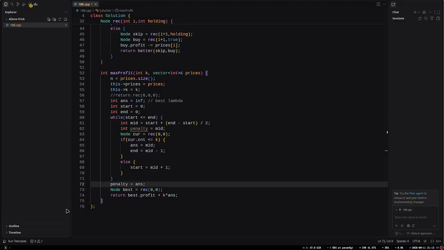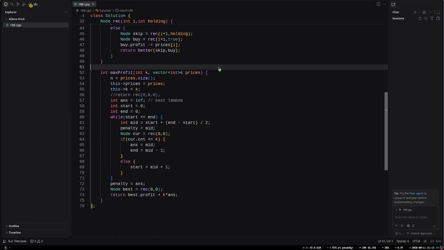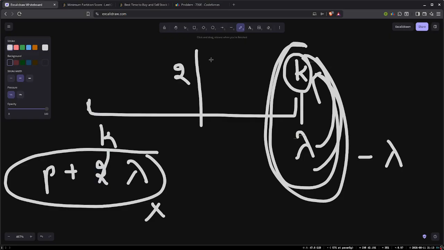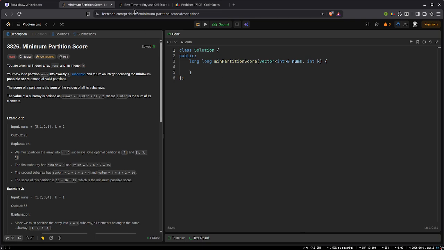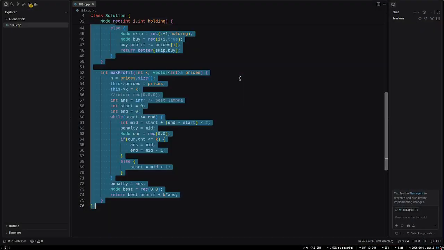Okay, I shouldn't have used int penalty here. Here also it shouldn't be int penalty, and rather the penalty should be a global variable, which is here. So this would be the solution using the aliens trick, but this is naive recursion. We would be doing DP on this, so let's DP this here itself.